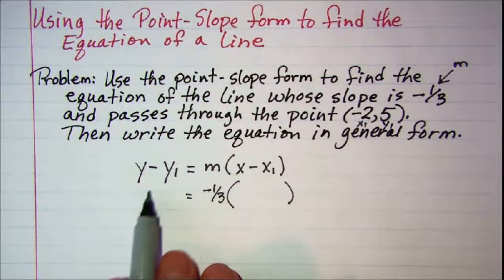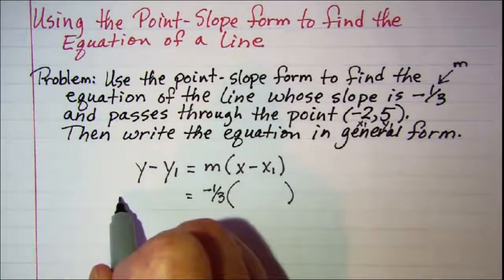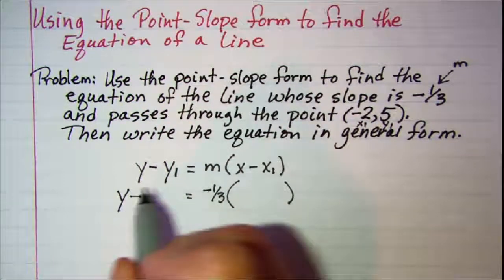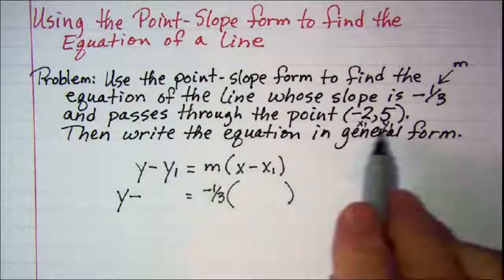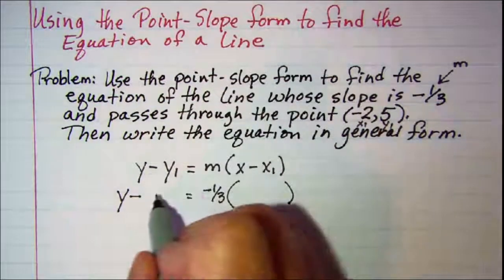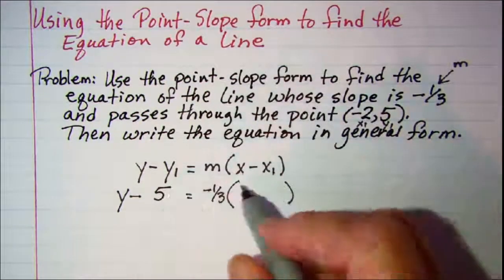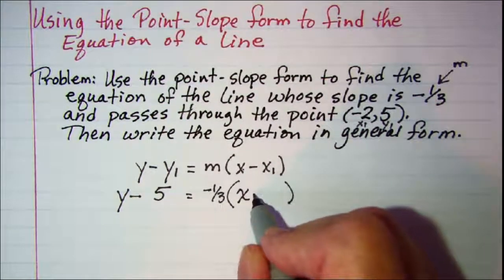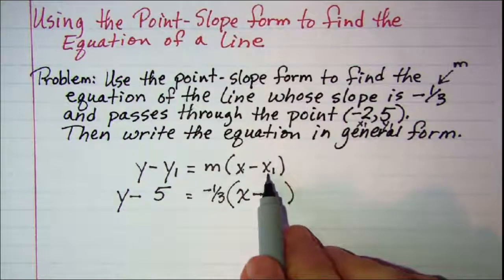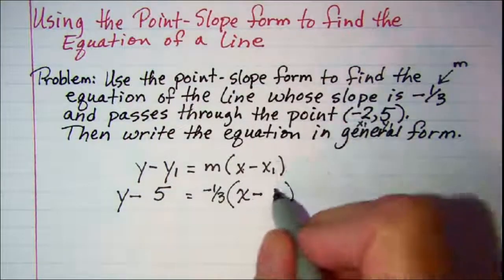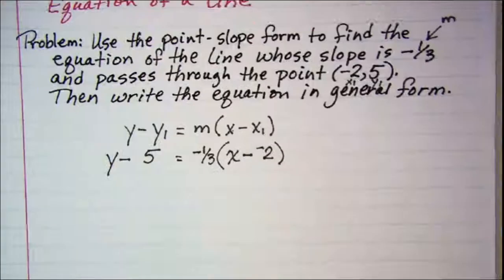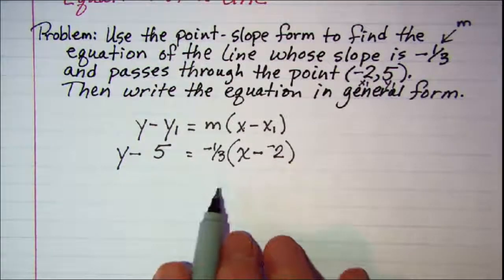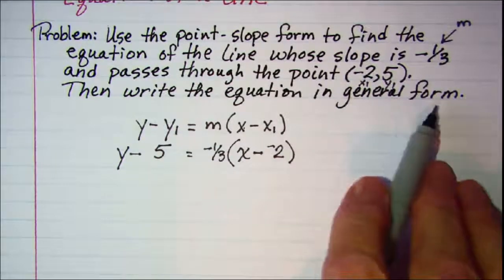So our equation now, I'm going to leave the y alone. It's y, subtract, and then in place of y1, I'll put in the 5. And then the x is the variable, so I'll leave that alone. Subtract, and then in place of x1, I'll put in -2. Now I just need to simplify this a little bit and then write it in general form.